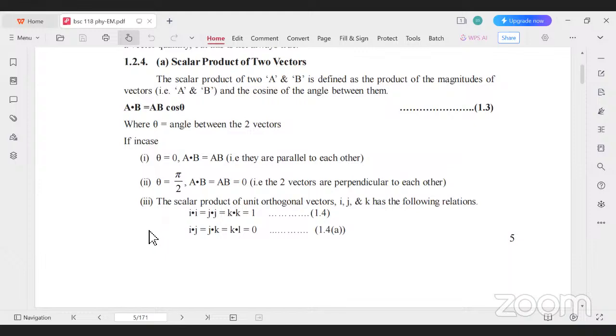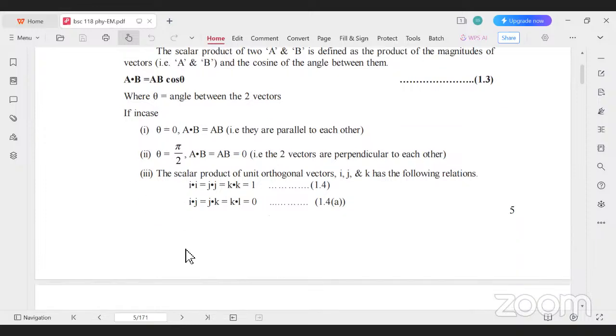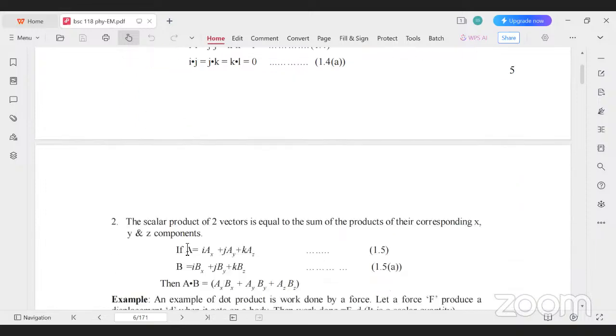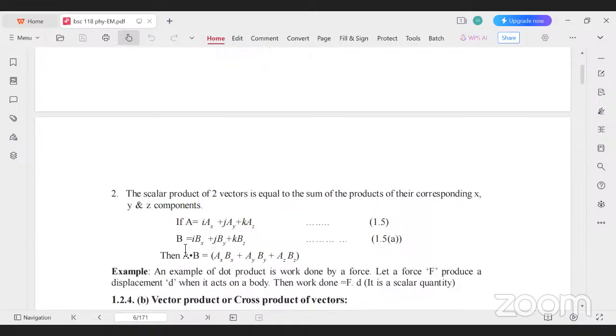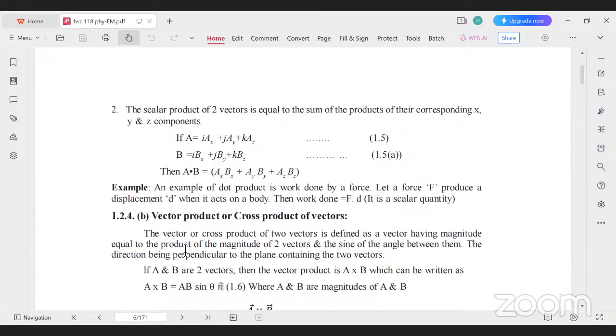The scalar products of the unit orthogonal vectors I, J and K have the following relations. These are the relations you can just find out. The scalar product of two vectors is equal to the sum of the products of the corresponding X, Y and Z components. You just go through this and you'll understand.